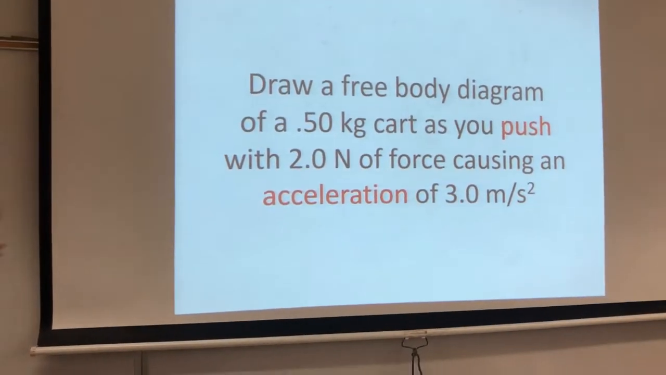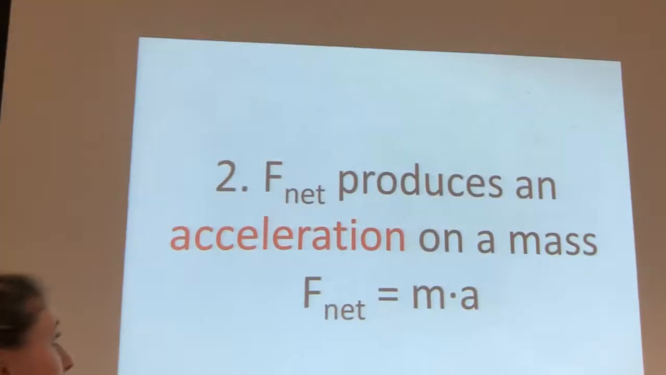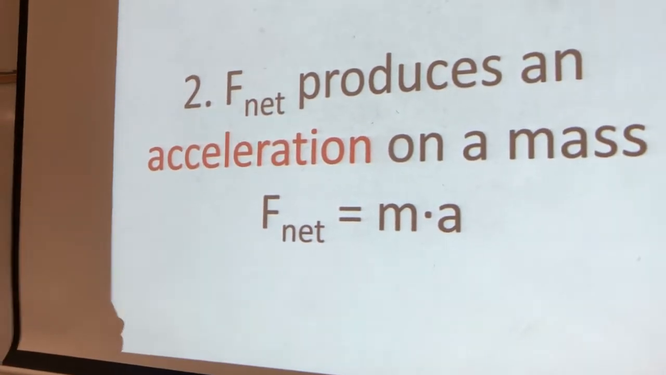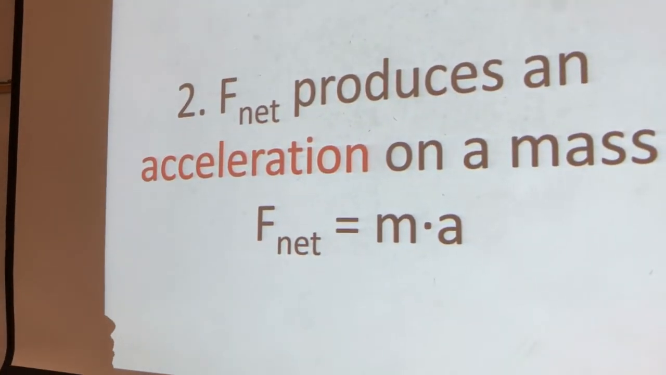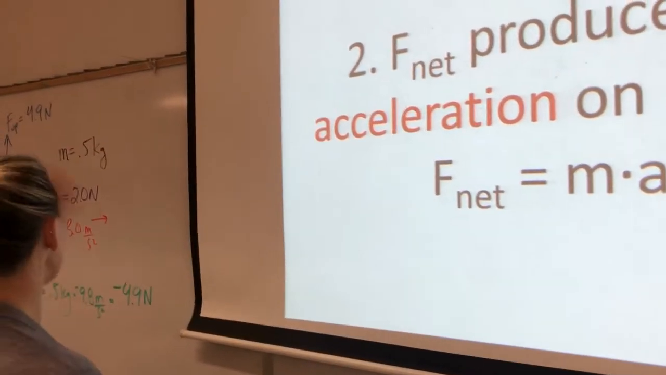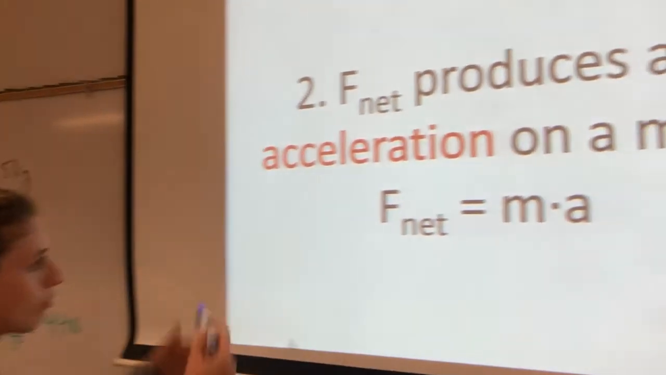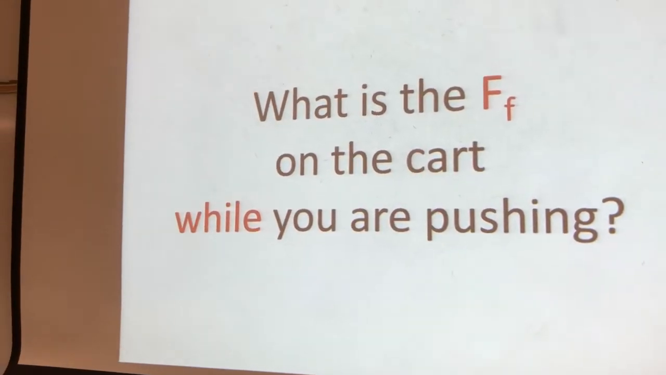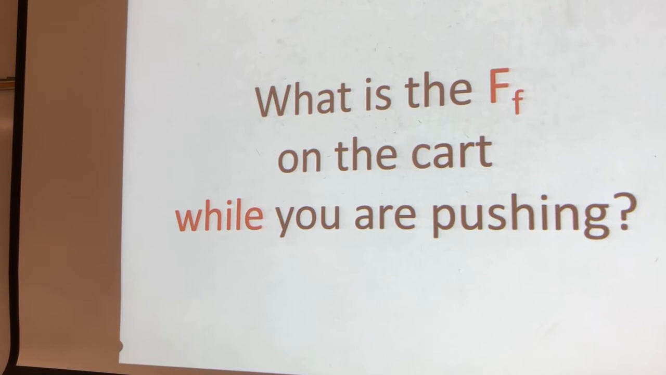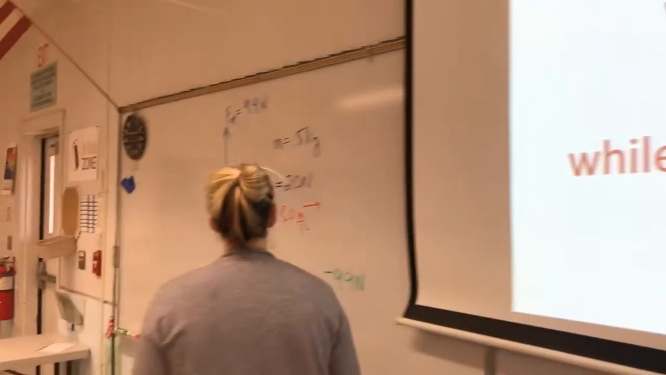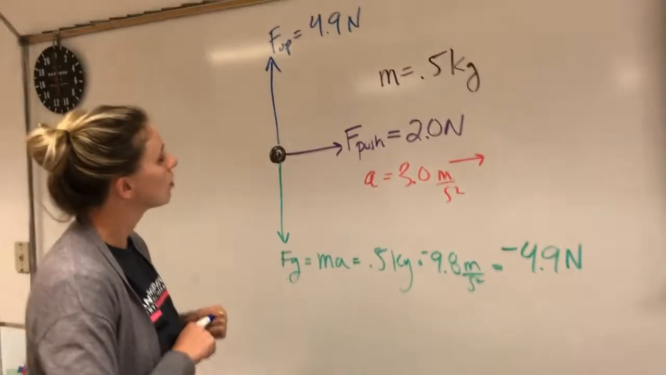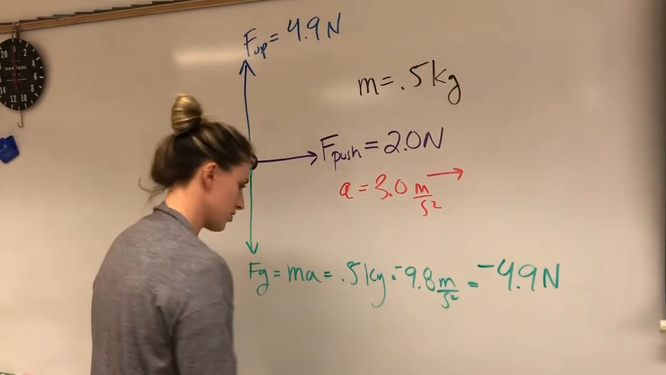What's next? Moving on. Our second definition of force net: force net produces an acceleration on a mass. Force net equals mass times acceleration. So we can add up all the forces, or we can use this equation right here. What is the force of friction on the cart while you are pushing? Uh-oh. We need to know the net force. How can we find the net force?